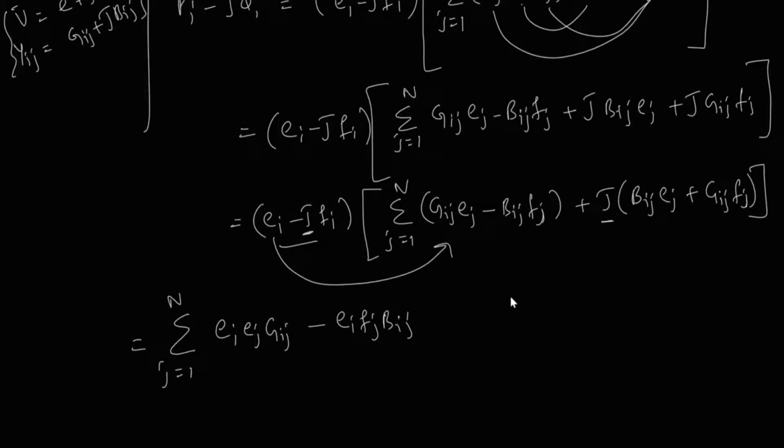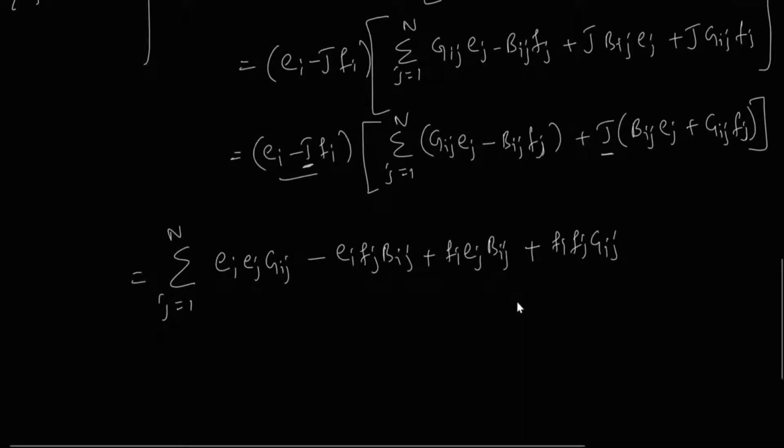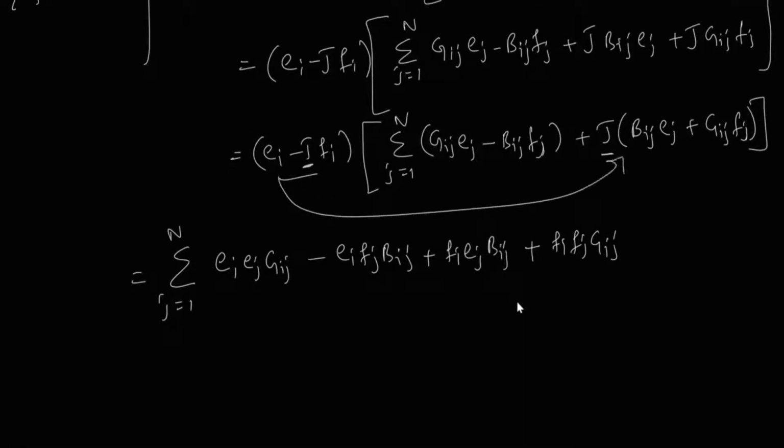Okay, so minus of minus plus, this is Fi Ej Bij, and then plus Fi Fj Gij, done. Now I am taking the product of this and this.